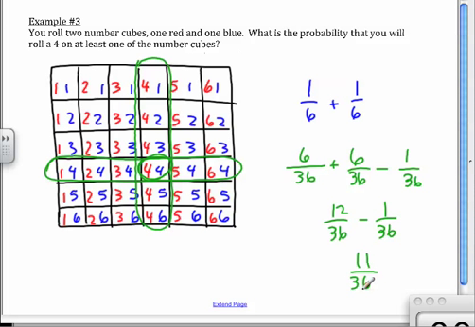That's the probability that a 4 will show up when I roll 2 number cubes. All right? Because we're overlapping. We have to subtract the probability of them both happening at the same time.